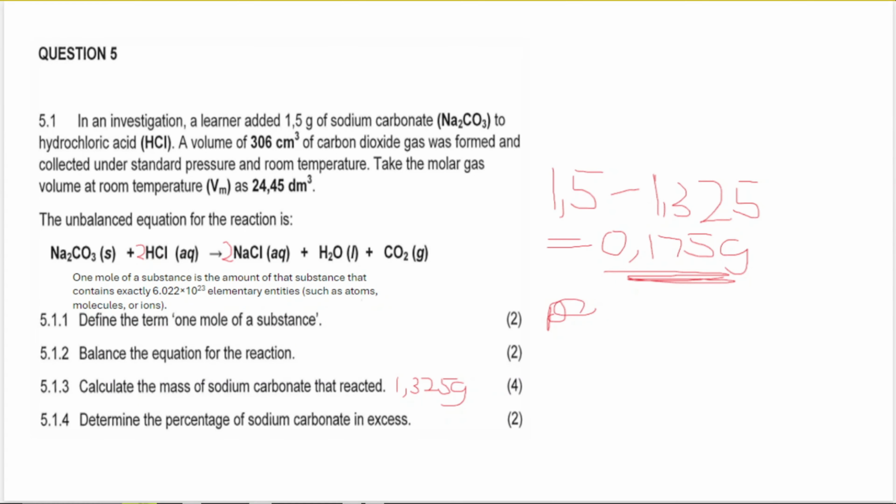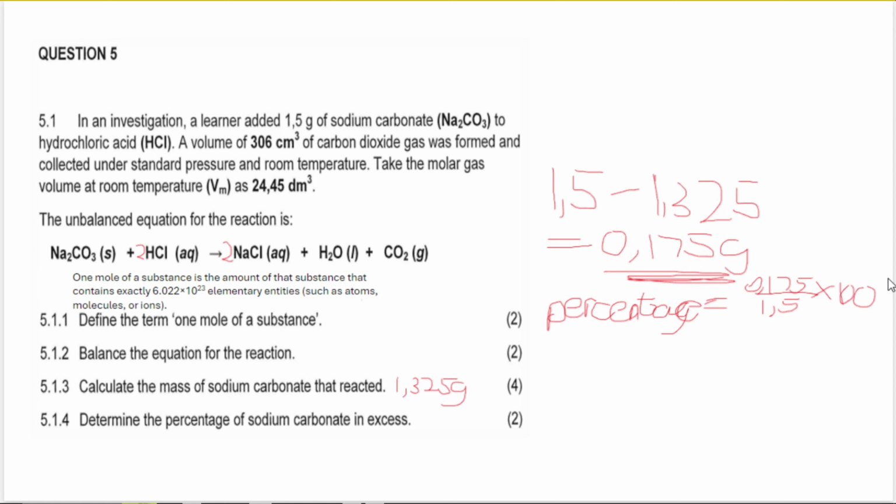Percentage. Oh, that's very, very ugly. I'm trying to control the cursor with the mouse. Oh, don't play with me. It's alright. It's alright. Equals 0,175. Most of my time is being wasted on trying to write this, times 100, right?